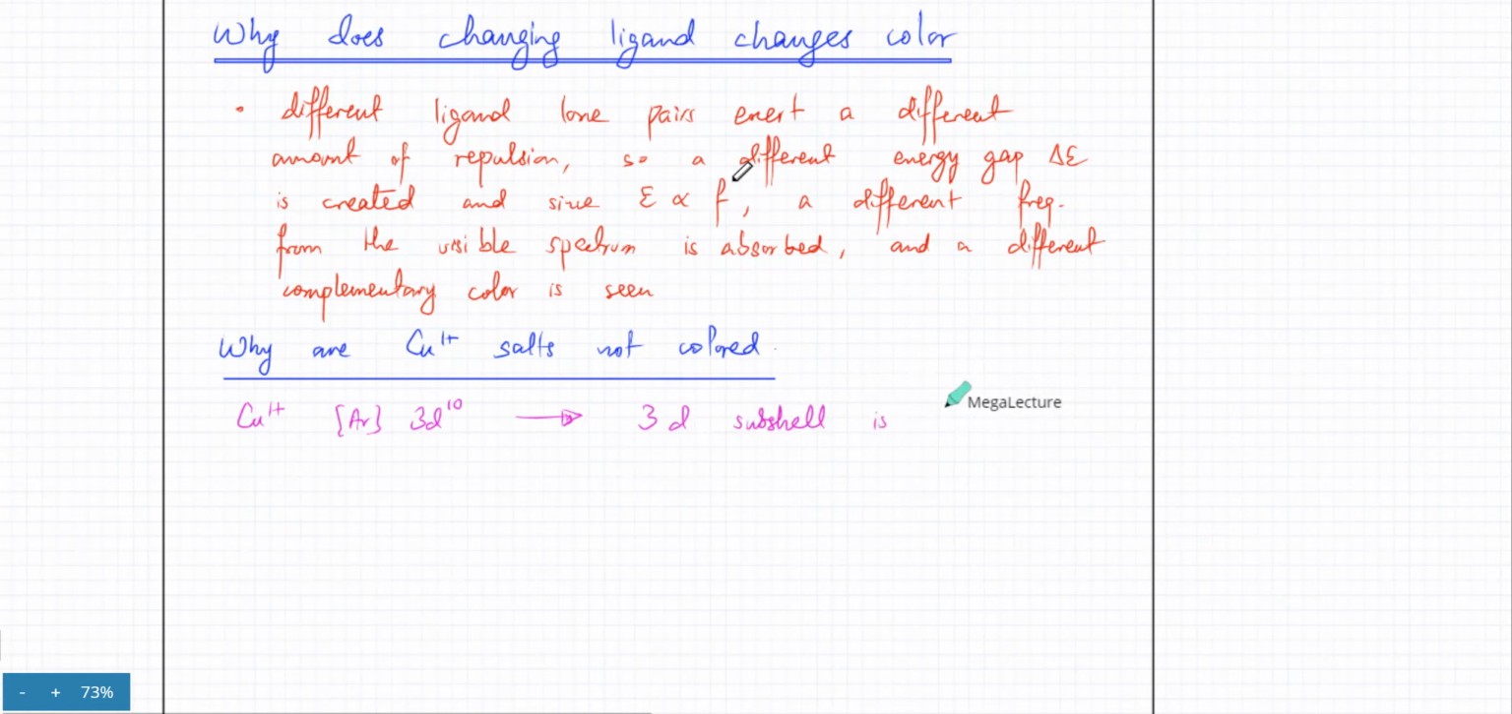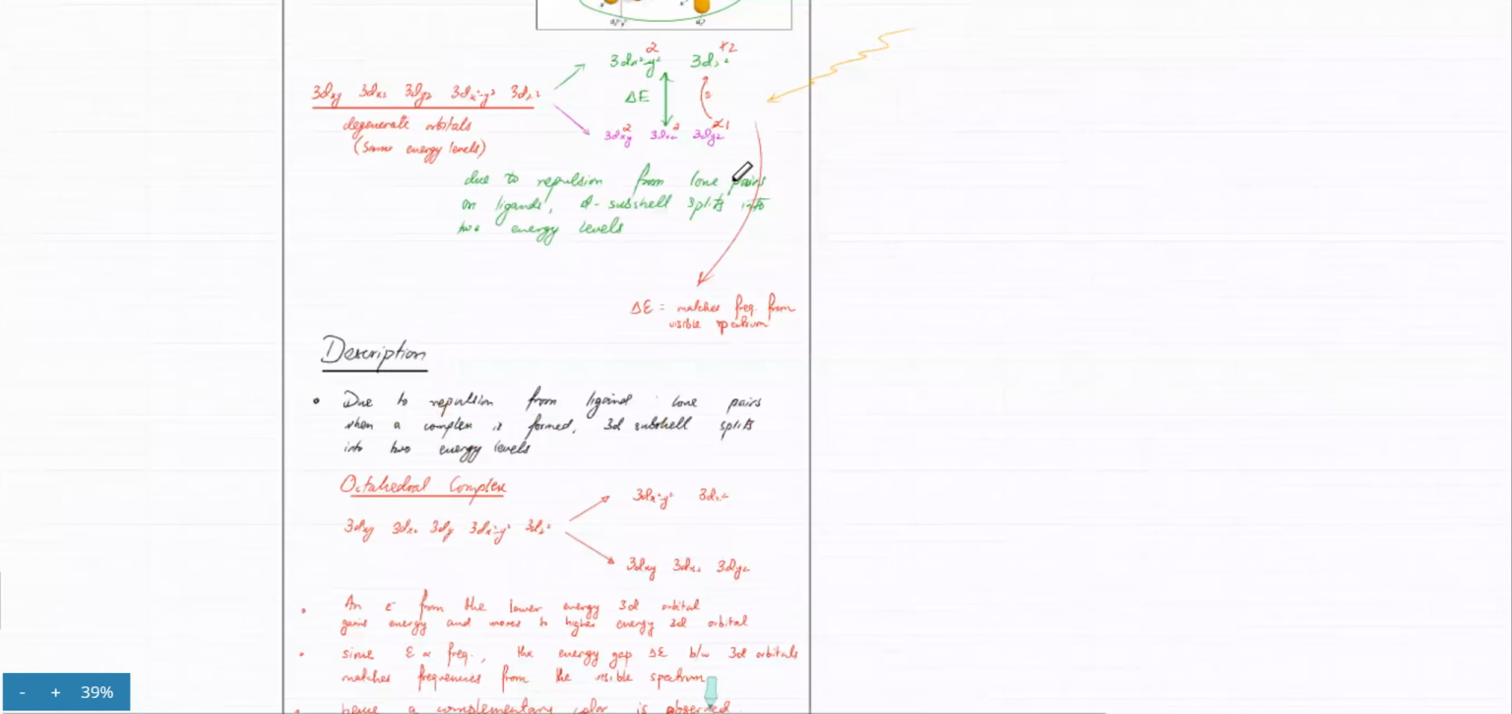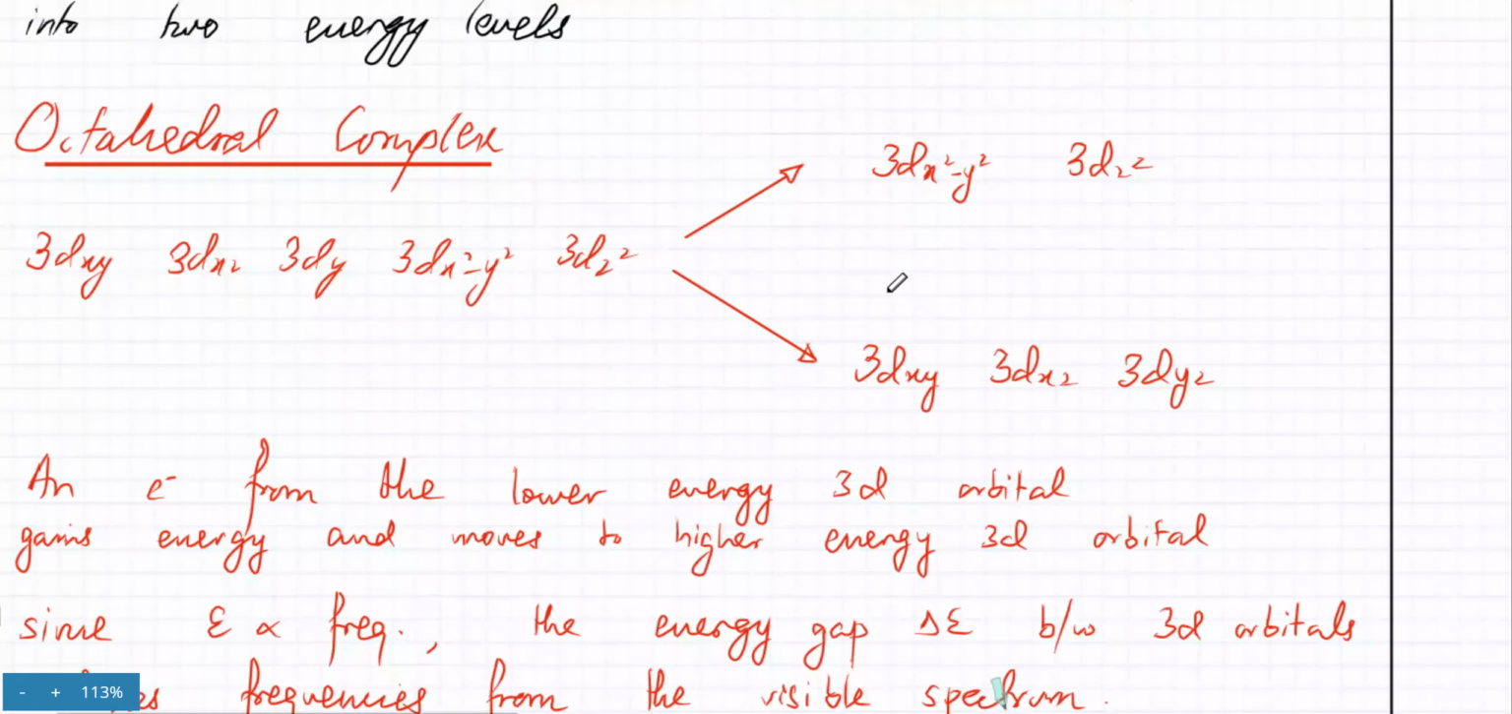So the iron has a full 3D subshell. Because of that, a transition cannot really happen. If the 3D is completely full, even if it has split into two sets of different energy levels, all of them have 2 electrons each. An electron cannot jump from the lower energy to the higher energy because there is no space available. So you need some sort of empty spaces so that the transition could happen.